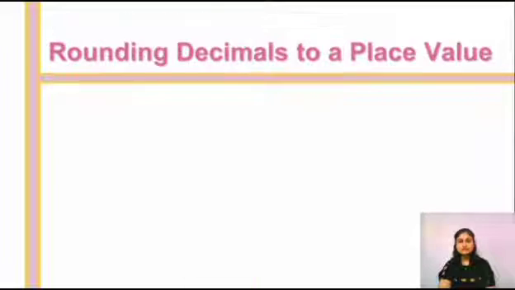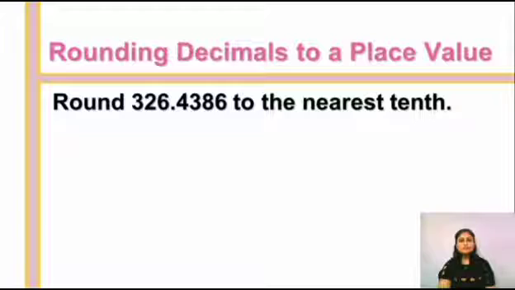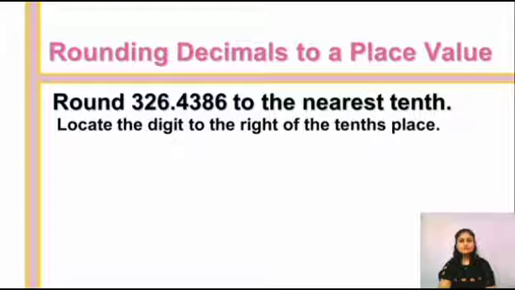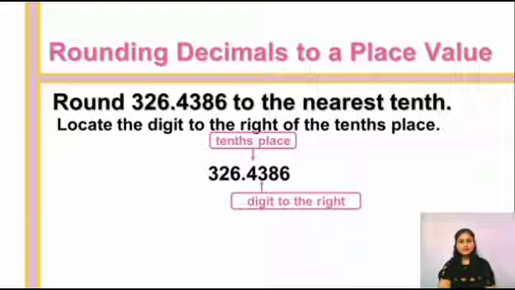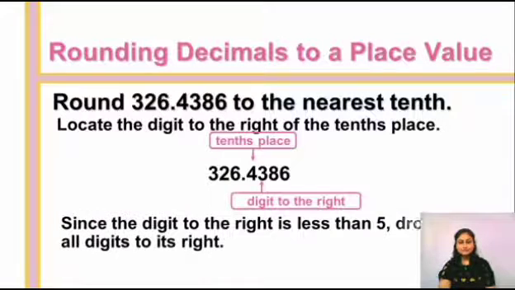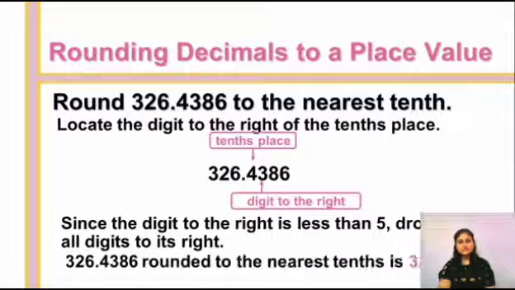For example, round 326.4386 to the nearest tenth. The tenths place is 4, and the next digit to the right is 3, which is less than 5. So we drop all these digits, and rounding this number to the nearest tenth, we get 326.4.